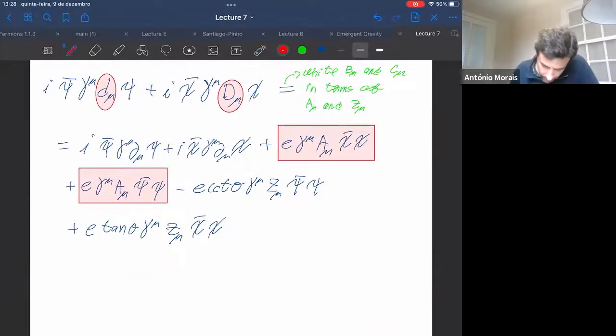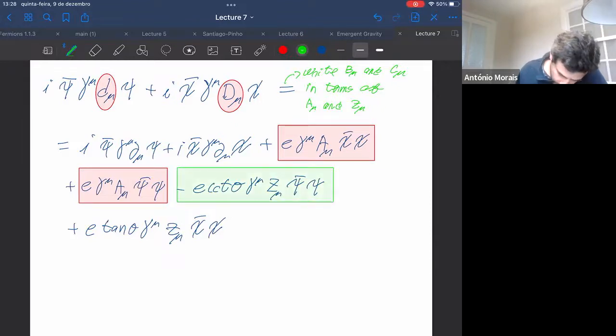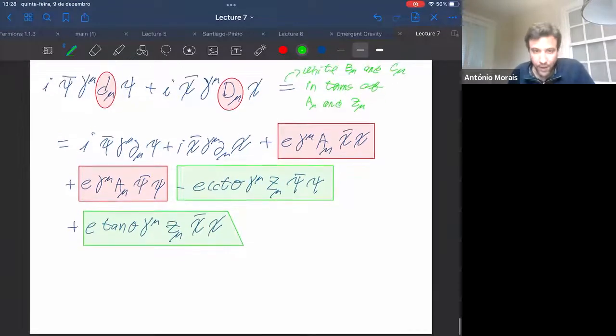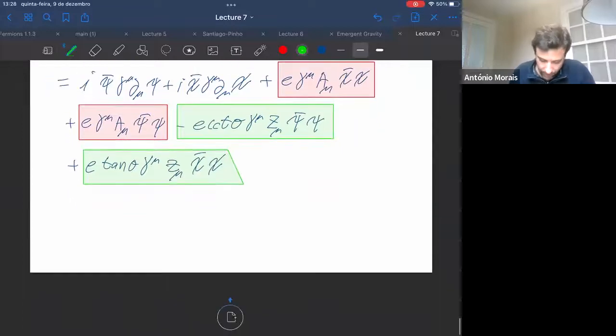And finally, we have two other interactions. I'm just taking the minus as well. We have this interaction, and we have this interaction here, which are pretty much the interactions with, let's call it the Z boson, these are the weak currents, let's say. And here it's different. The interaction strength of psi is different than that of chi. So they interact differently with these Z bosons. They have different coefficients.